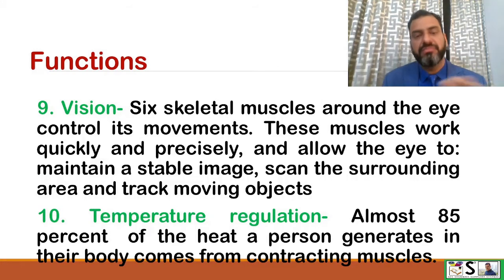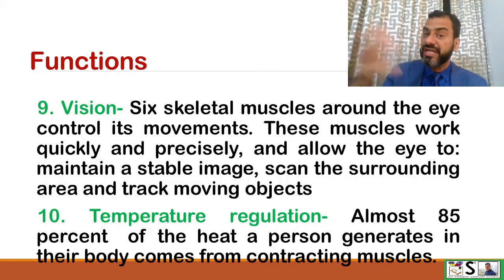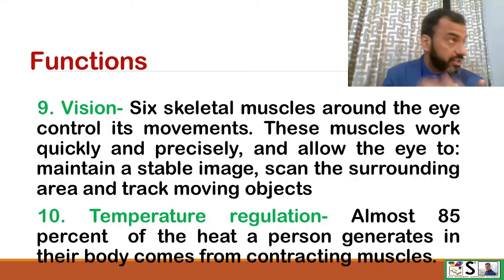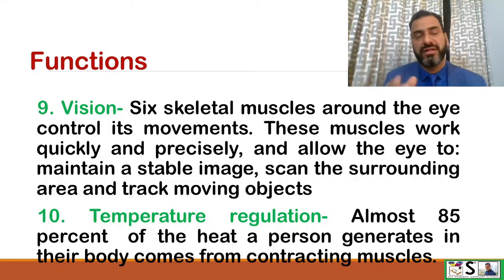Even vision. There are 6 skeletal muscles around the eyes. They help in moving the eyes left, right, up, down. Even rotation of our eye. These movements are carried out by the muscles.